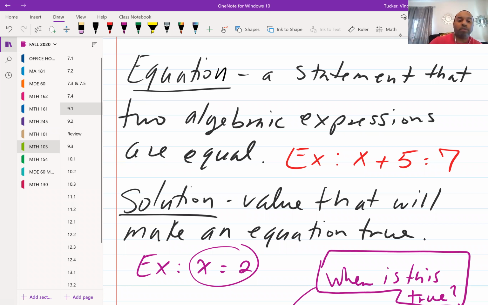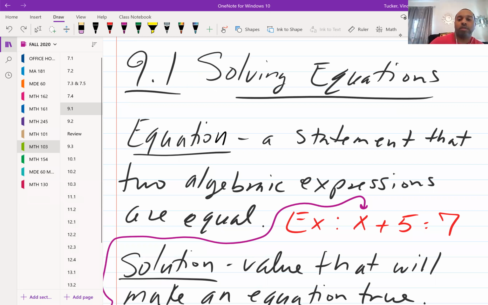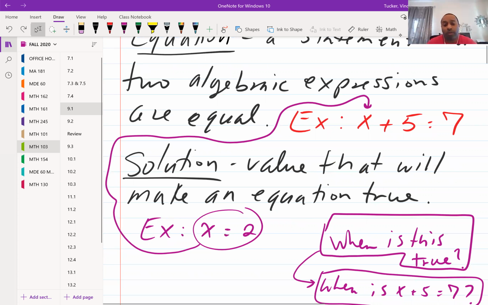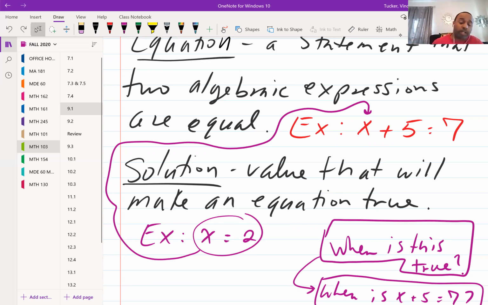So this 2, if you ever want to check it, you can always take that 2 and plug it back into the equation. And if it creates a true statement, then you know it's a solution. So 2 plus 5 is equal to 7. That's how you know it is the solution for that equation.